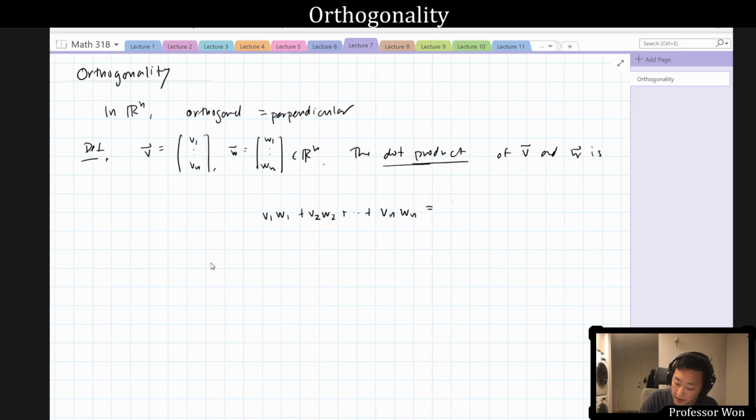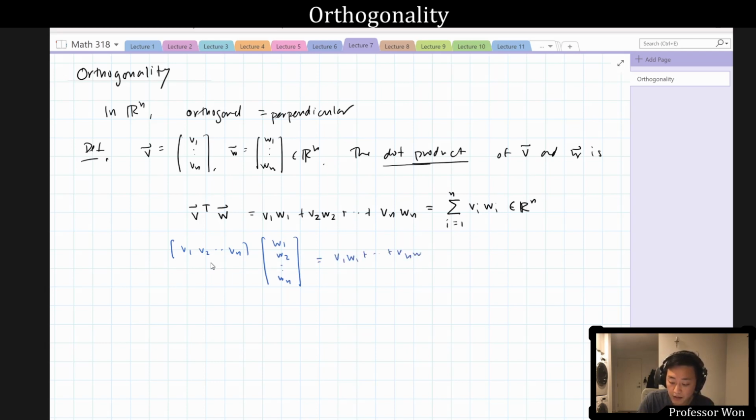Okay, so one way to think about this is just as this sum, where you multiply corresponding components and you add them all together. But another very useful way to think about this is as a multiplication of the transpose of v, which is a row vector, times w. Because if you think of this thing as v1, v2, vn times w1, w2, wn, and you do the matrix multiplication here, it would yield exactly the dot product. So this is a very nice compact notation for the dot product in terms of a thing we already understand.